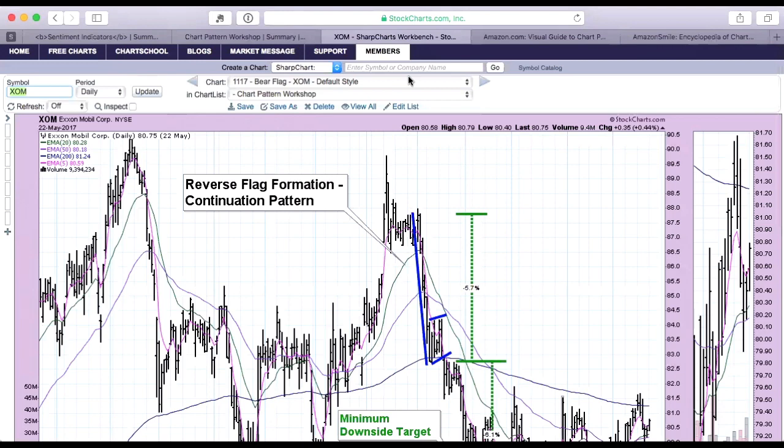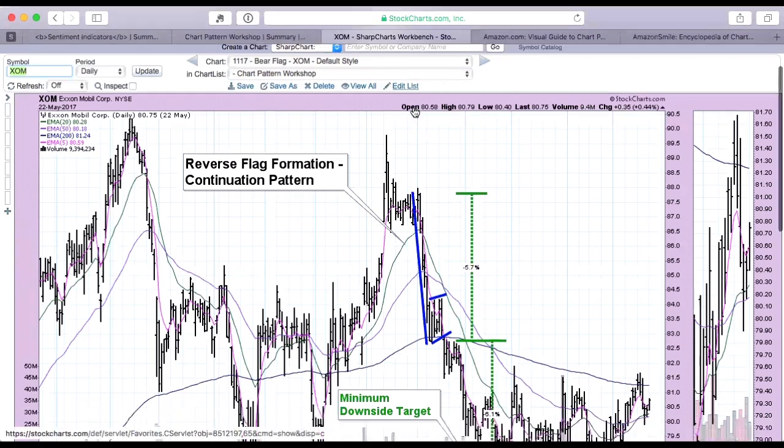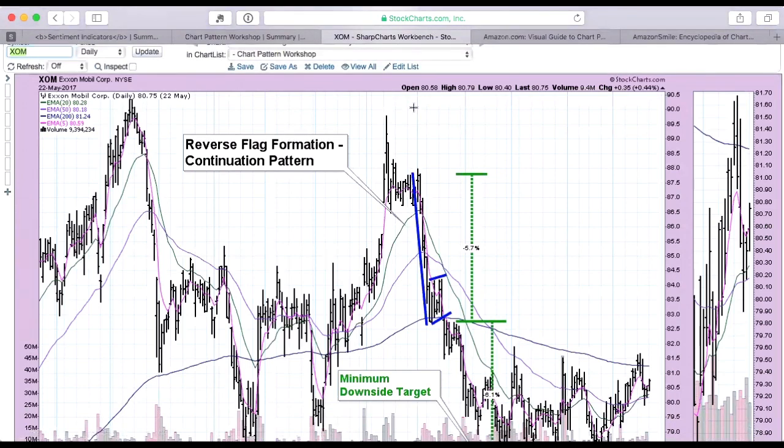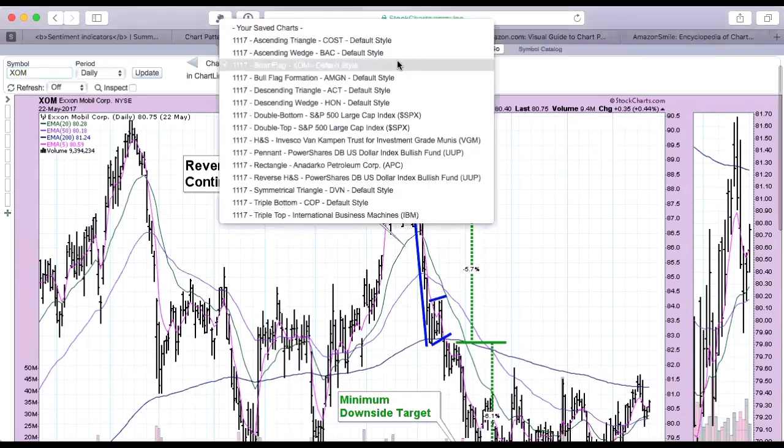Let's look now at tops and bottoms: double tops, triple tops, double bottoms, triple bottoms. All right. So these are reversal patterns, meaning they must go into the particular pattern. Let me get you one so it makes sense. Let's see, descending.